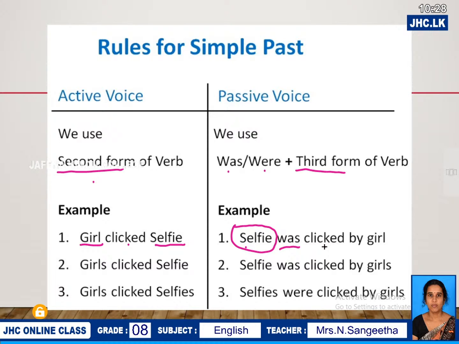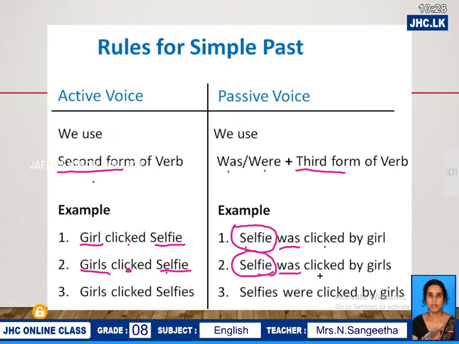Girls clicked selfie. Here the subject is in plural. Who? Girls. What did they do? Clicked. What did they click? Selfie. The object is singular. It is brought to the beginning, selfie. Singular, simple past, so we have to use was. Selfie was plus past participle clicked by girls.